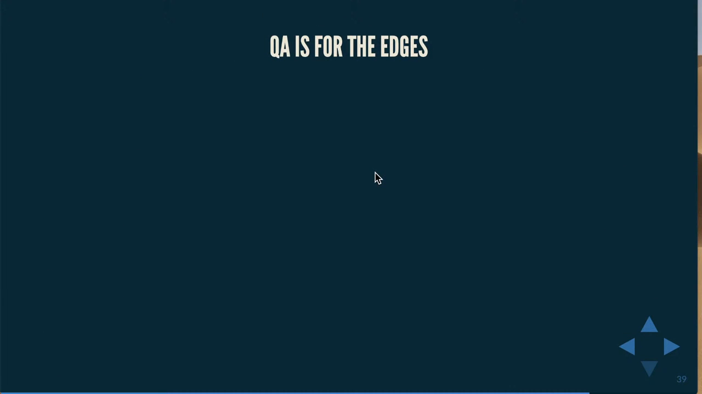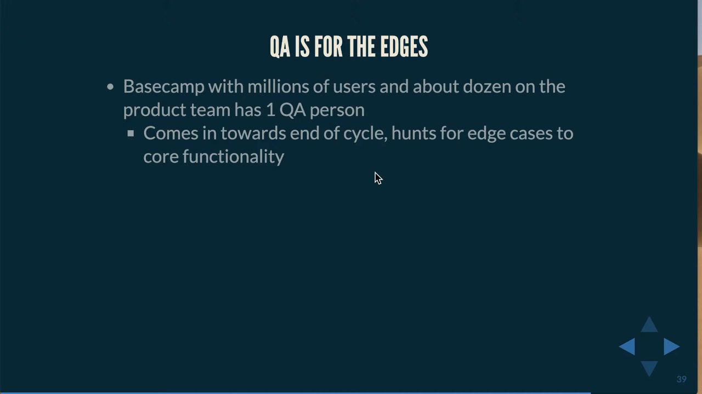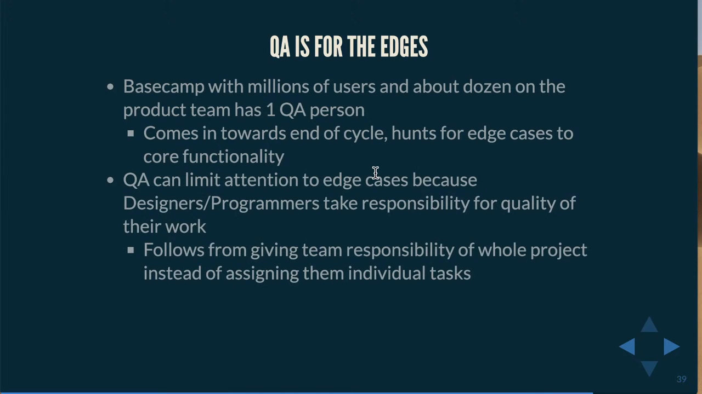So they say QA is for the edges. Basecamp has millions of users and about a dozen on the product team. They have only one QA person. The QA person comes at the end of the cycle and hunts for edge cases to the core functionality. They say that QA in their system can limit attention to edge cases because the designers and programmers take responsibility for the quality of their work. Earlier on, they were talking about how they like to start the 6 weeks and hand off all responsibility to the team. So the team has responsibility for the whole project instead of that sort of factory automation. Here are your little chunks, just do the things we send you.